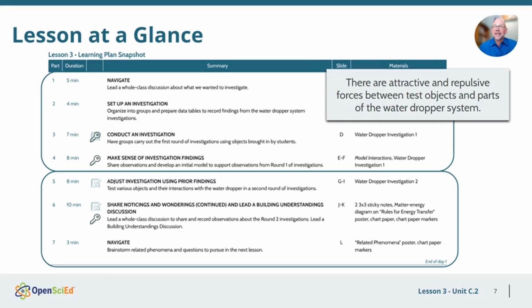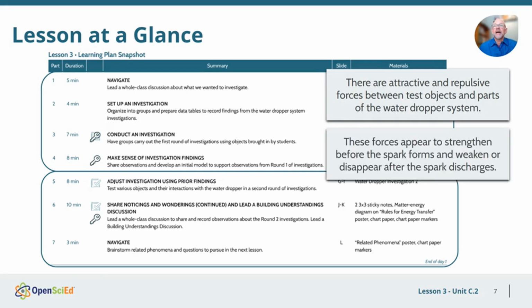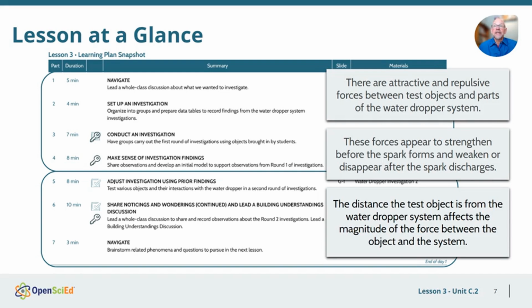In the second sense-making loop, we should arrive at the place where there are forces that appear to strengthen before the spark forms and weaken or disappear after the spark discharges, and that the distance the test objects are from the water dropper system affects the magnitude of the force between the object and the system.